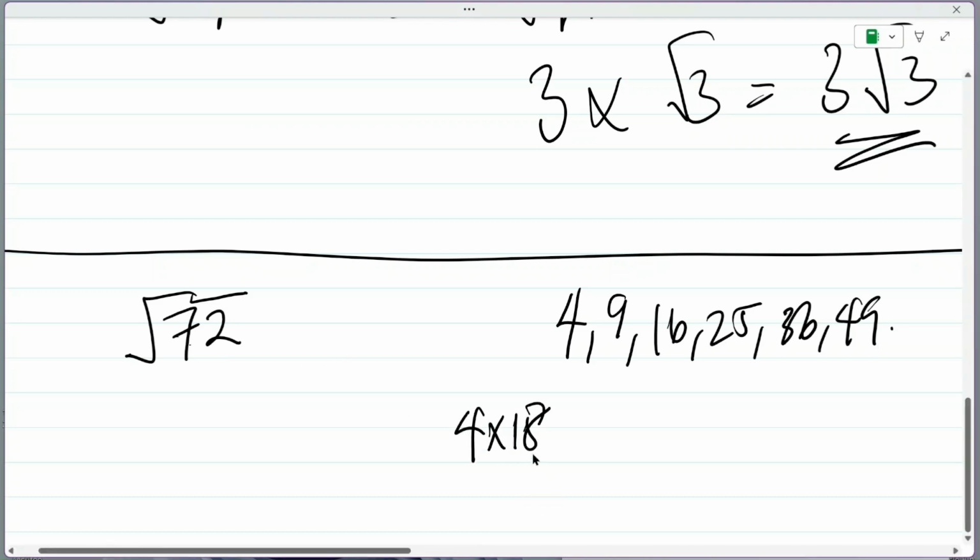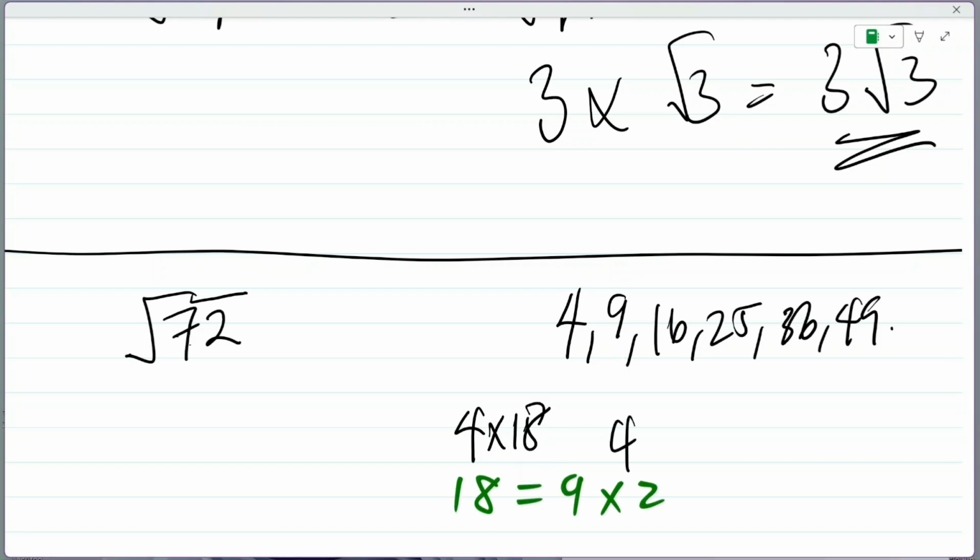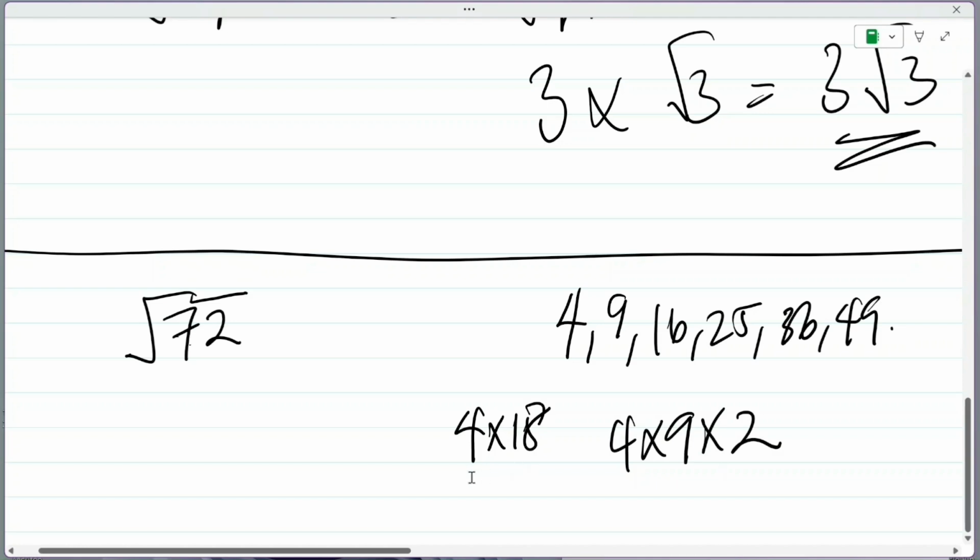But even in this 18, you still have a perfect square, which is 9. So you can break this down into 4 times 9 times 2. You have to make sure, after breaking this into the first perfect square, you check the number behind. If you still have a perfect square in it, you break it down. So you have it as 4 times 9 times 2. This 9 can also go in 72, and it's also a perfect square. This is where you have to be careful. And the other method is very, very vital in this.